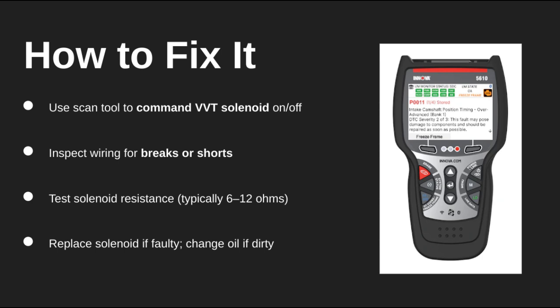And that's your full guide to code P0010, pointing to an electrical issue with the bank 1 VVT actuator circuit. In most cases, it's as simple as replacing a bad solenoid, cleaning up some wiring, or even just doing a good oil change. After you make the fix, be sure to clear the code, run a test drive, and check for proper VVT operation using your scan tool.